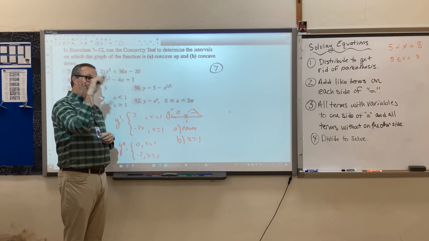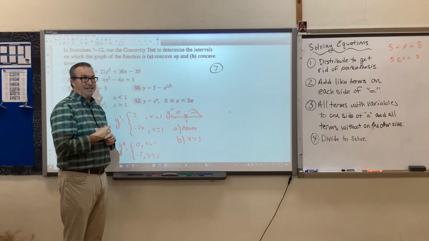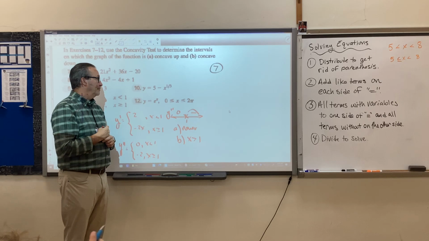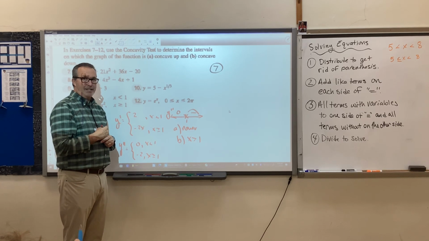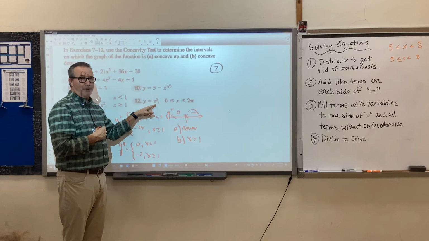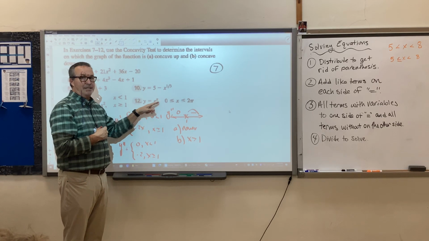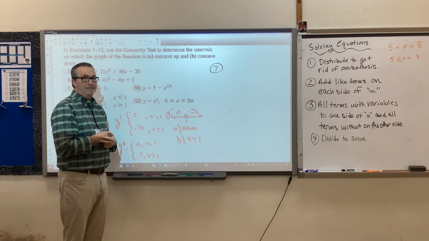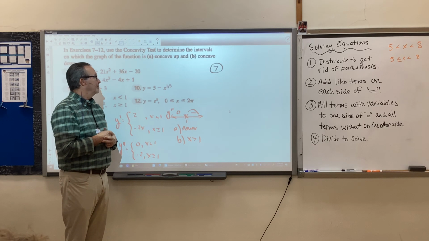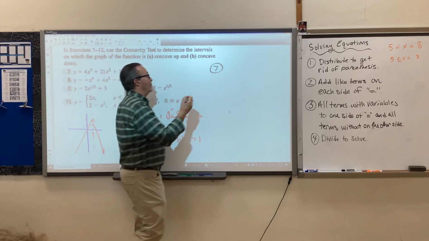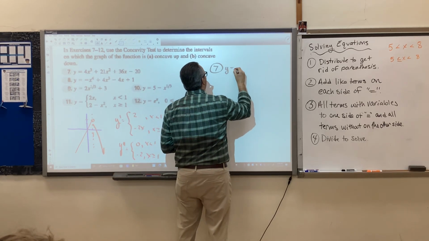E to the x is always concave up because it's an exponential function. It's always increasing. It's never negative. It's never 0. Any positive number to any power is always positive. That one's got some interesting things to it.